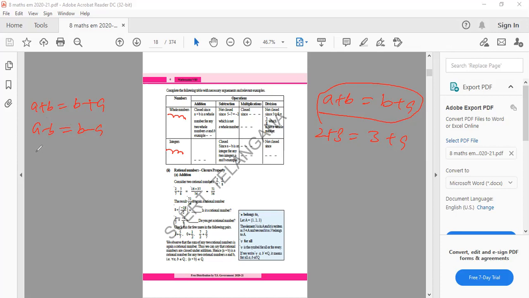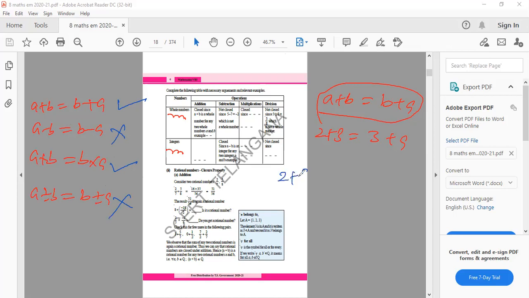Multiplication of the closure property means A into B is equal to B into A. Division means A divided by B and B divided by A. But out of this, only some are satisfied. This is possible, this should not be possible. I'll tell you one example.